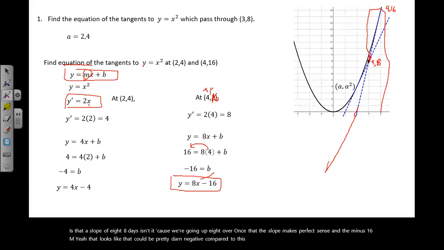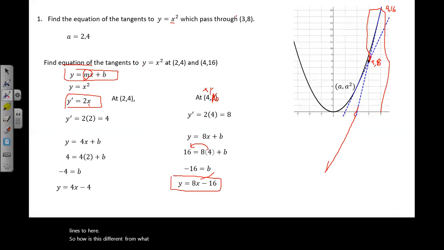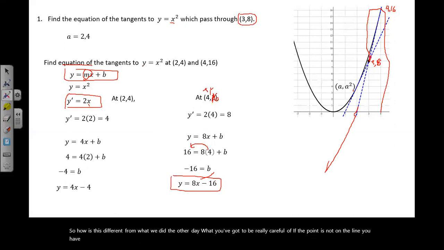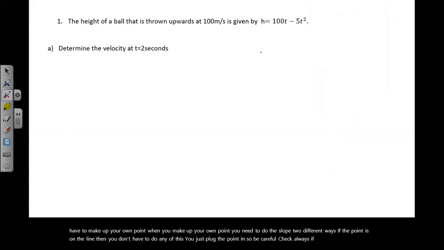So we found the slope of the two tangent lines to here. So how is this different from what we did the other day? What you've got to be really careful of, if the point is not on the line, you have to make up your own point. When you make up your own point, you need to do the slope 2 different ways. If the point is on the line, then you don't have to do any of this, you just plug the point in. So be careful, check always if your point is on the line.